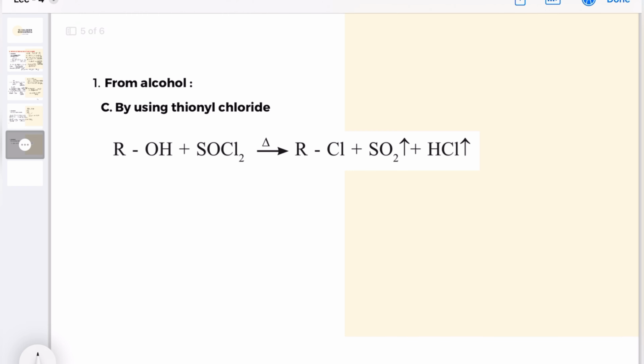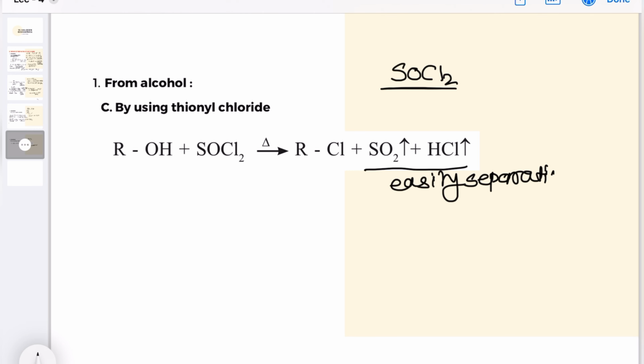And the last one is from alcohols, C point, that is by using thionyl chloride. Okay, SOCl2 is known as thionyl chloride. The thionyl chloride reacts with straight chain primary alcohols to give the unrearranged alkyl halides. The byproducts obtained are gases. There is no need to put extra effort into their separation. Here both the gases are evolved, but there is easy separation. No extra effort is required.